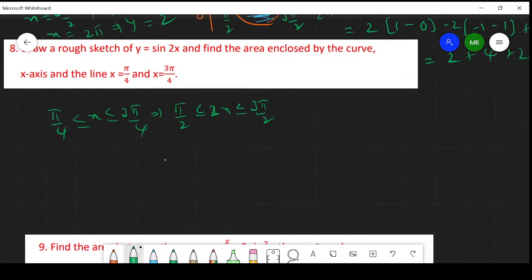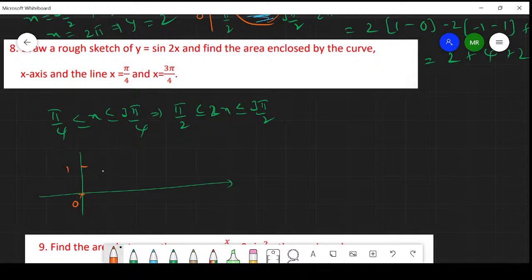Y equal to sine 2x. But x value is between pi by 4 to 3 pi by 4, I should consider. When I am drawing the graph, this is a graph of sine 2x. Maximum will be 1 only. Sine 90 is 1, correct. That's the thing to remember here. 2x lies between these two values. When I have taken the graph, maximum it comes 1.